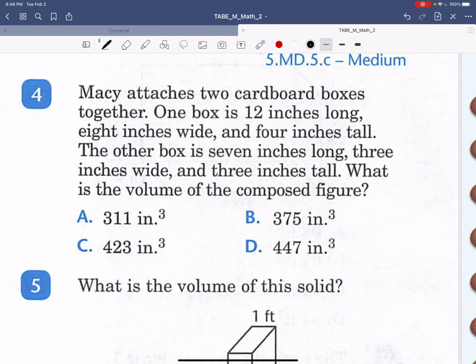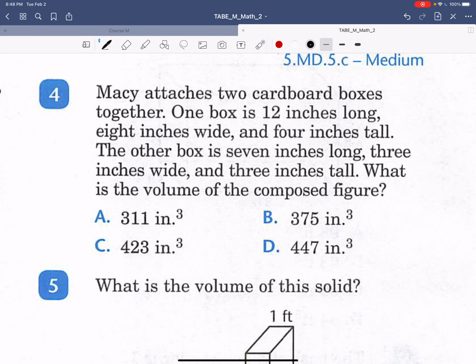Macy attaches 2 cardboard boxes together. One box is 12 inches long, 8 inches wide, and 4 inches tall. The other box is 7 inches long, 3 inches wide, and 3 inches tall. What is the volume of the composed figure? So I'm not going to draw this. I'm just going to use the information that they gave me. One box is 12 inches long, 8 inches wide, and 4 inches tall.